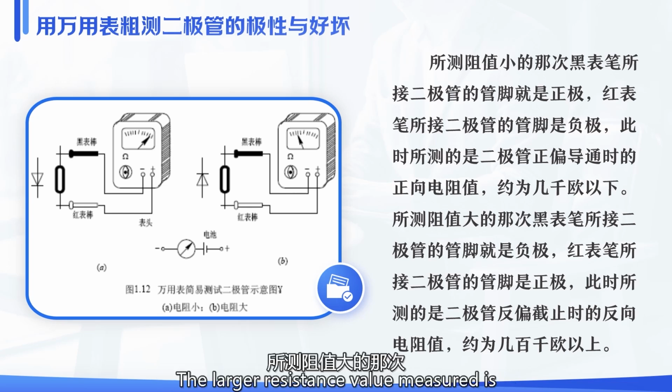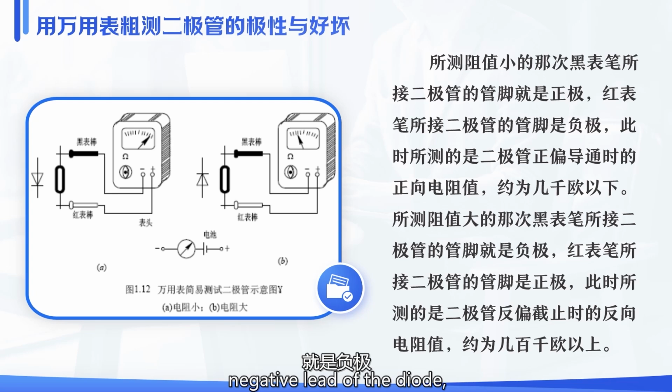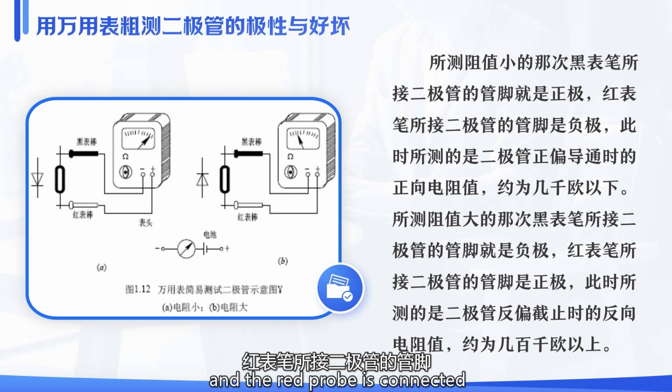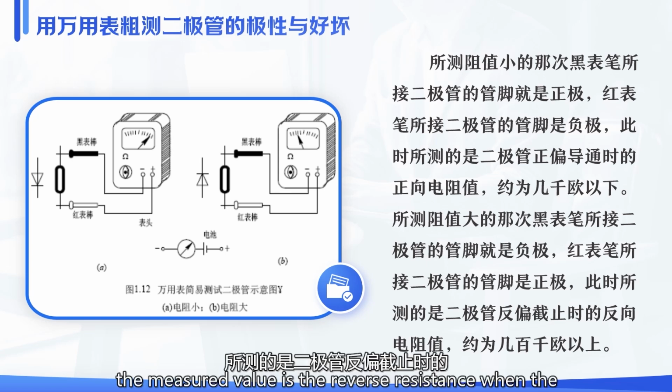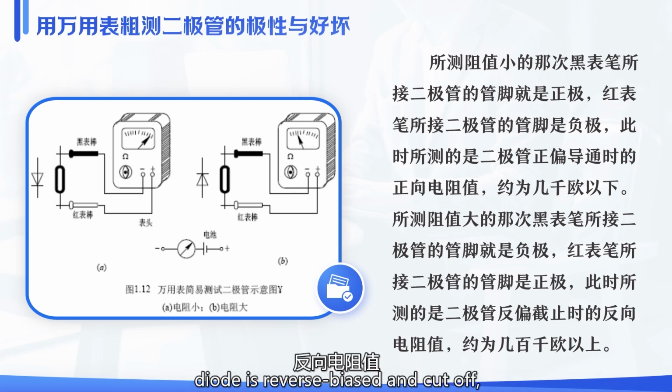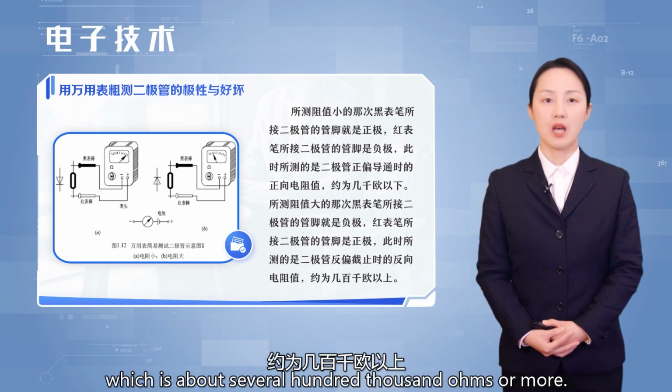The larger resistance value measured is when the black probe is connected to the negative lead of the diode, and the red probe is connected to the positive lead. At this time, the measured value is the reverse resistance when the diode is reverse biased and cut off, which is about several hundred thousand ohms or more.